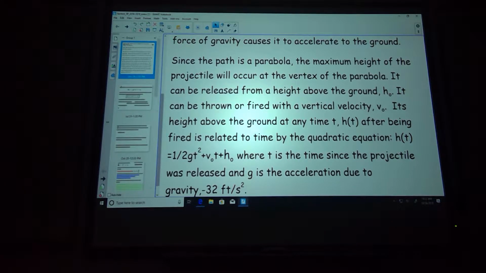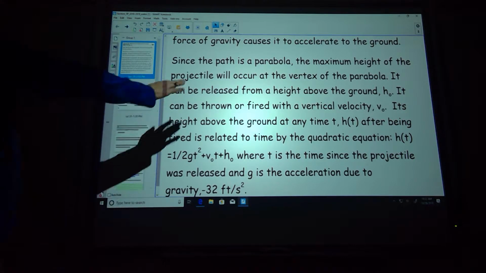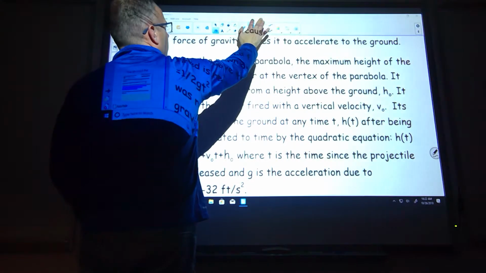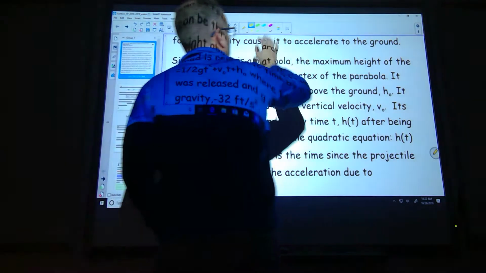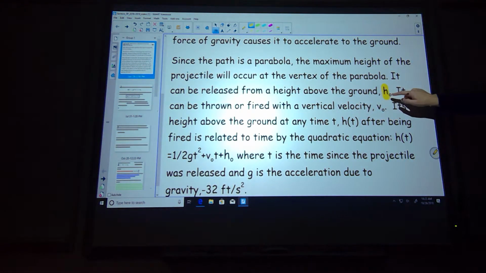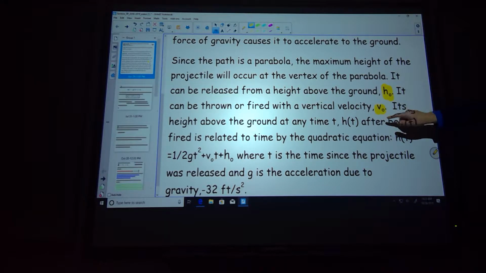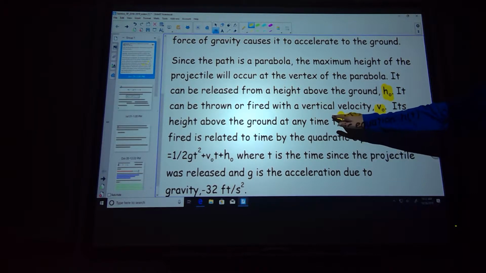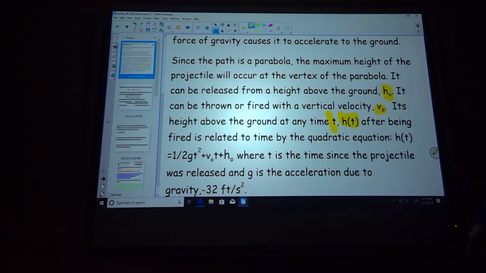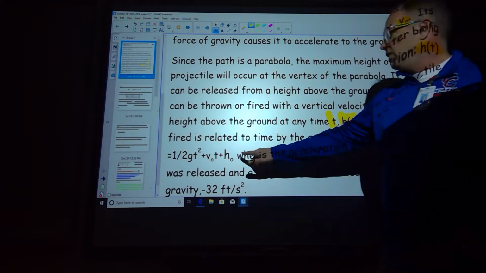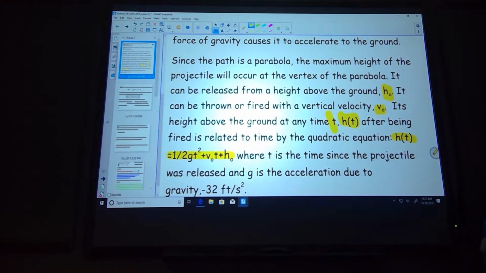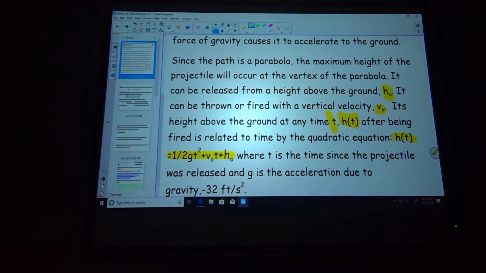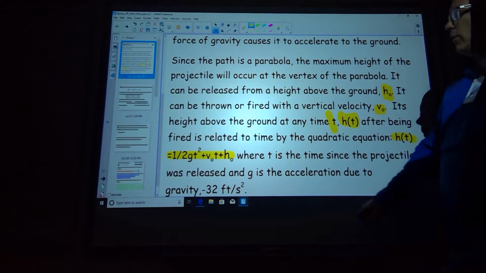But then they have all these different things that they start using in there. They use H naught, which is an initial height. They use V naught, which is an initial velocity. They use H at t, which is the height in respect to time. They use time. You have all these variables that do occur in here. And then they give you an equation that is H at t is equal to 1/2 gt squared plus V naught t plus h naught. And you're like, what? Don't worry, they're all pretty simple when you start recognizing what they come from.